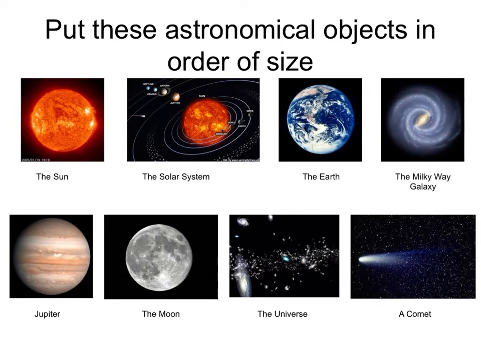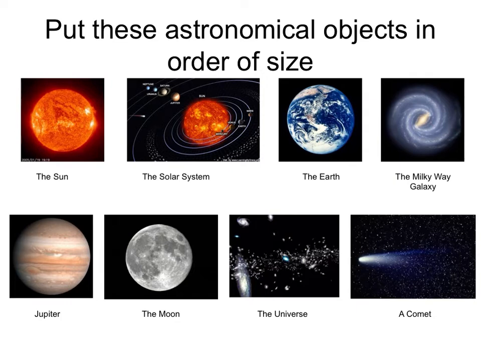So we're going to look just very quickly at what we know and can work out. Can you put these objects in order of their size? We've got the Sun, the solar system, the Earth, the Milky Way Galaxy, Jupiter, the Moon, the universe and a comet. On your video, press pause and then we will go through it. On your worksheet, you can fill out the table, putting them into the correct order, starting with the biggest.